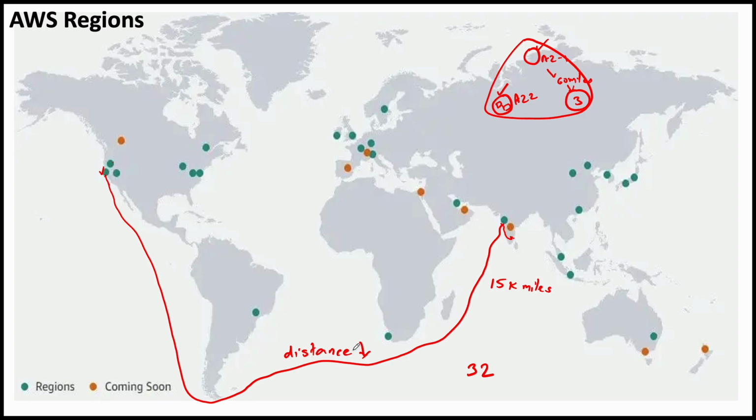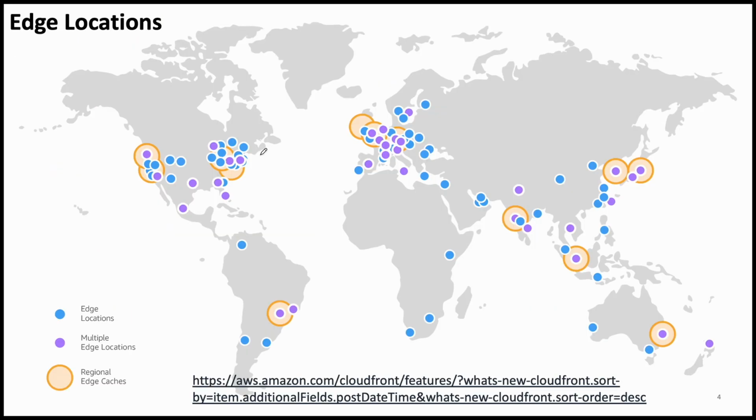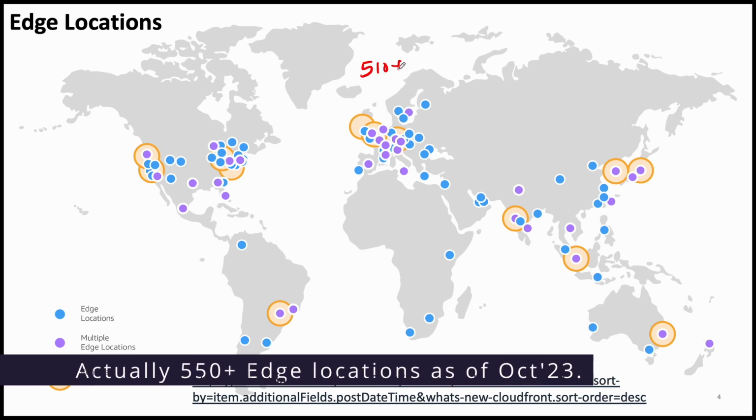How can they reduce that? They are reducing that distance using a service called CloudFront. CloudFront is the global content delivery network of AWS. For that, they have established what are called edge locations across the globe. This diagram represents the edge locations, which are small data centers set up across the world. As of October 2023, there are 510 plus edge locations across the globe.